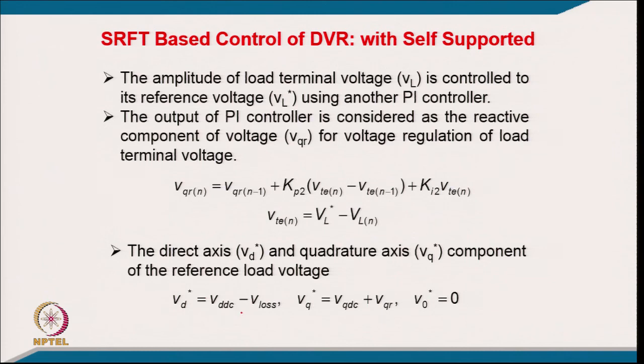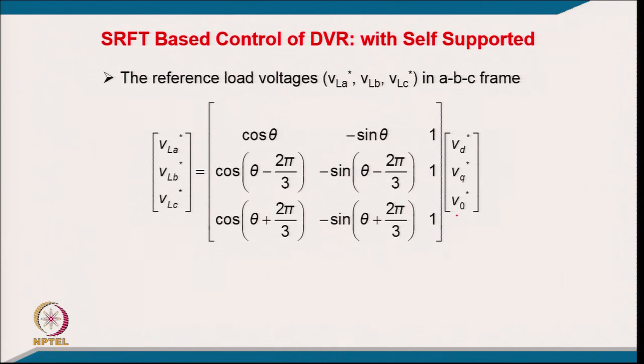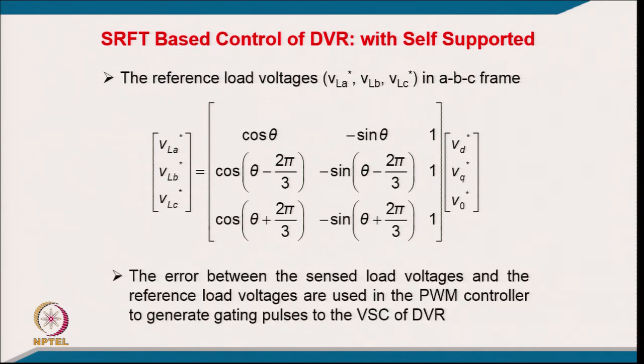So, from the direct axis we take the loss minus, because that has to be taken from there, and for the quadrature axis we take what we want to be injected, and the zero sequence is 0. Now we transform this VD, VQ, 0 directly to the load voltage, because these are the voltages we require across the load. So, we have the instantaneous, sinusoidal, balanced, regulated reference voltage, and we sense the load voltage, and we put these in the pulse width modulated current control. So, we call this indirect voltage control across the load. The error between the sensed load voltage and the reference load voltage is used in the pulse width modulated current control to generate the gating pulses of the VSC, the voltage source converter of the dynamic voltage restorer.